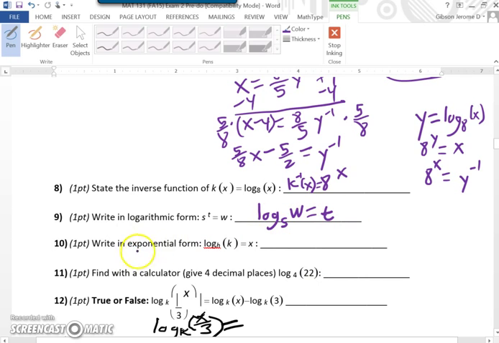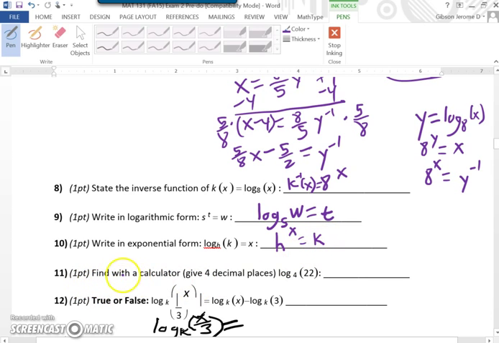Okay, now number 10. Matter of fact, let me ask the class this. Can everybody see? Which number does it get difficult to see? Is it 10 or 11, or is it 12? 12. So 10 and 11, everybody can see. Okay, that'll let me gauge this. Number 10 says write in exponential form. Log base h of k is equal to x, so it'll be h to the x is equal to k. Because remember, the base is h, this answer is the exponent, and k is what it's equal to.